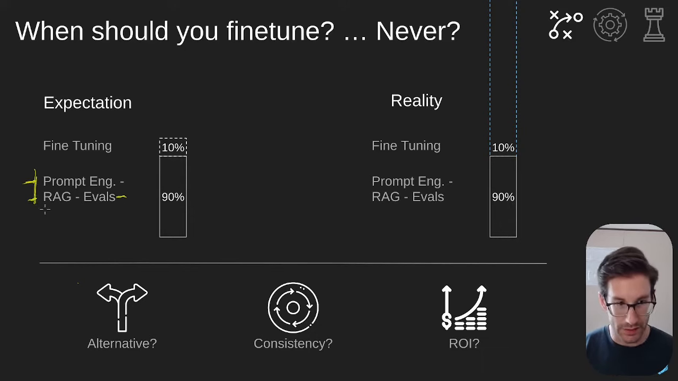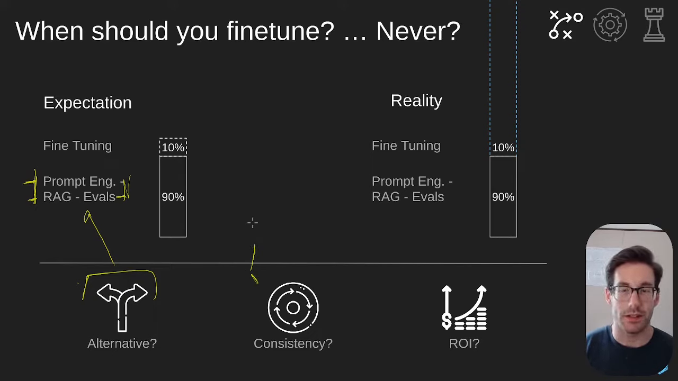If you've already done this, you feel confident that you've done it well, and you've already tried all the alternatives, then you can move on to consistency. So the next thing is asking, how important is consistency for my output? Do I need to ensure that 99% of what comes out of my model is consistent? If not, then maybe fine-tuning isn't something I need to do for my use case. But if it is, then you might want to consider fine-tuning.